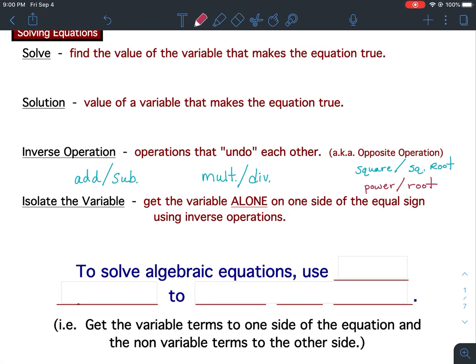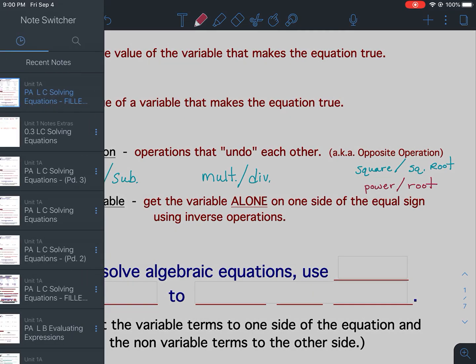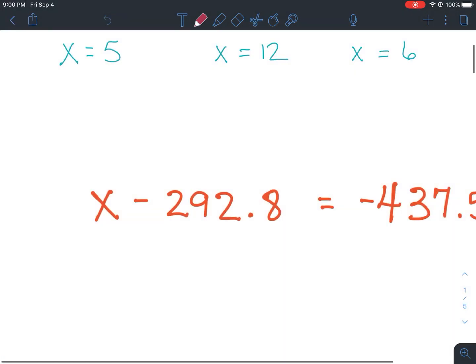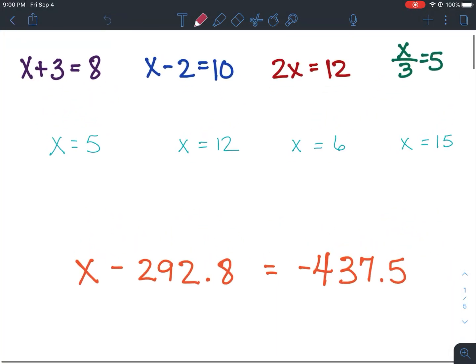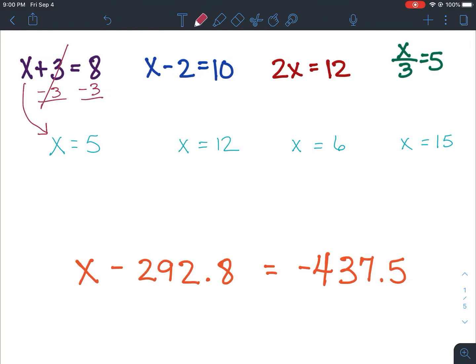Now isolate the variable. Isolate the variable means get the variable alone on one side of the equal sign using inverse operations. When you isolate something, it's alone. So if I go back to the original equations, I do the inverse operation. The opposite of adding 3 would be to subtract 3. By doing this, it allows me to cancel this out, and the x is isolated. 8 minus 3 is 5.